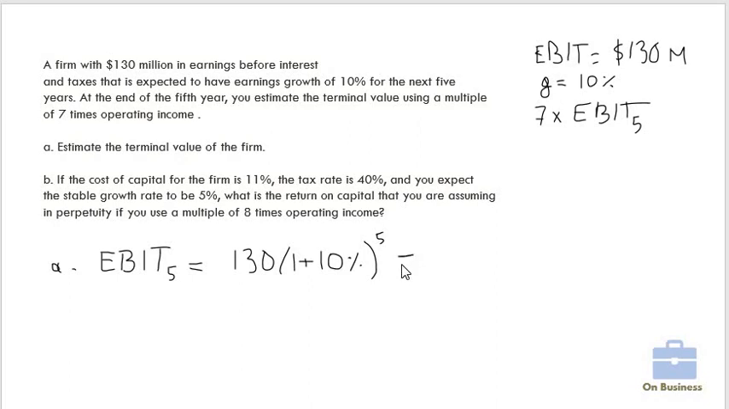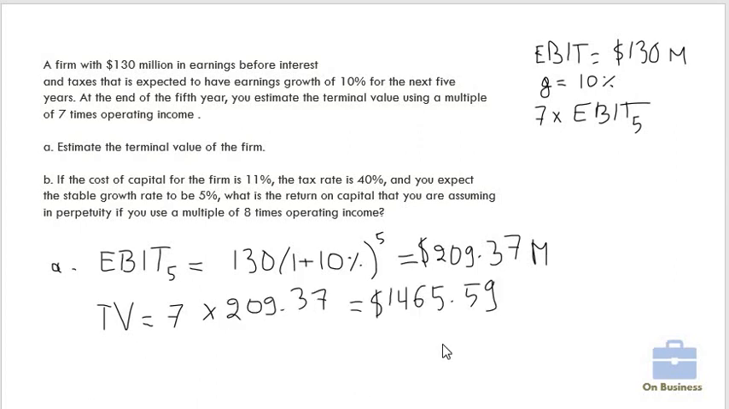This will give us a value of $209.37 million. I rounded it, of course. And therefore now the terminal value is going to be as they gave us. So here we're using the multiples approach. There's more than one way to get the terminal value, but here we're doing it using the multiples approach. So 7 times the EBIT that we just calculated, and this is 7 times 209.37, which gives $1465.59 million.